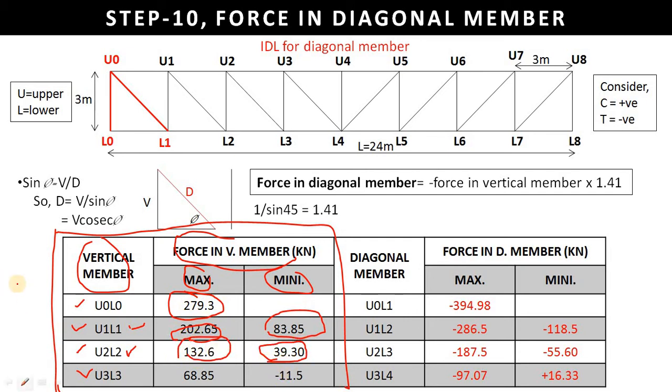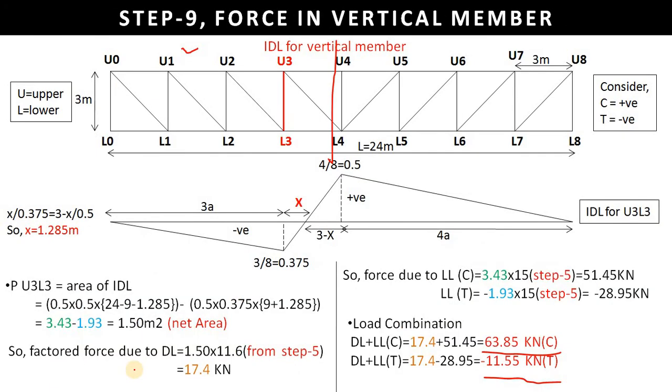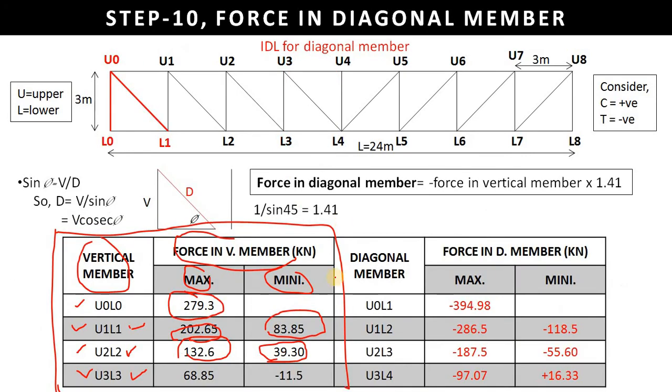Coming on to the vertical member U3 L3, the maximum is 63.85 kilonewton and minimum is 11.55. So we will write 68.85 and negative 11.5. Now what we will do is put the values in this particular formula, and we will make a similar table for the diagonal member.